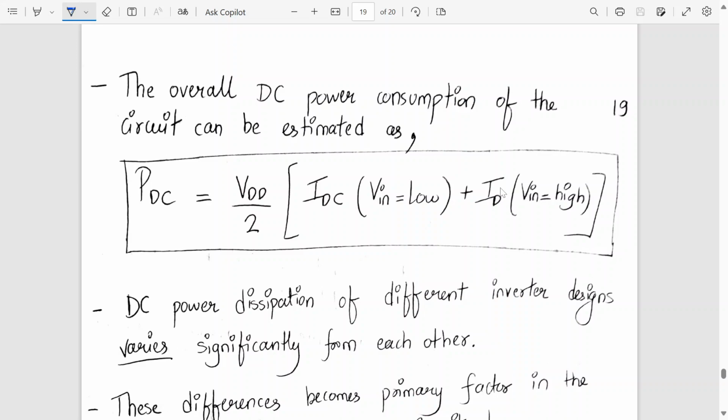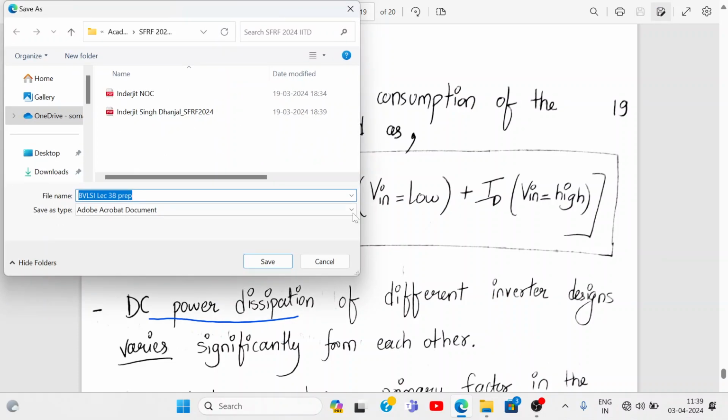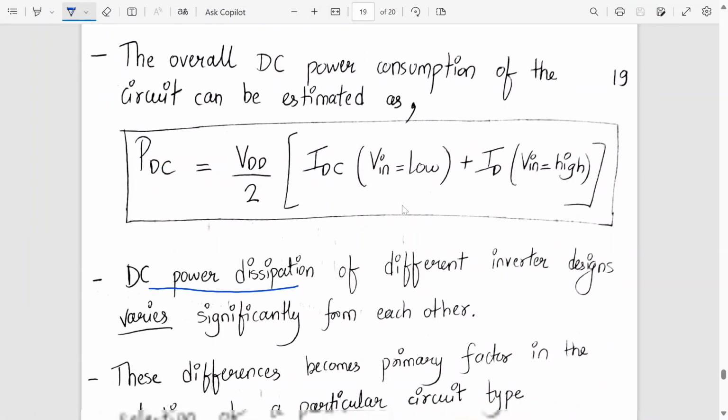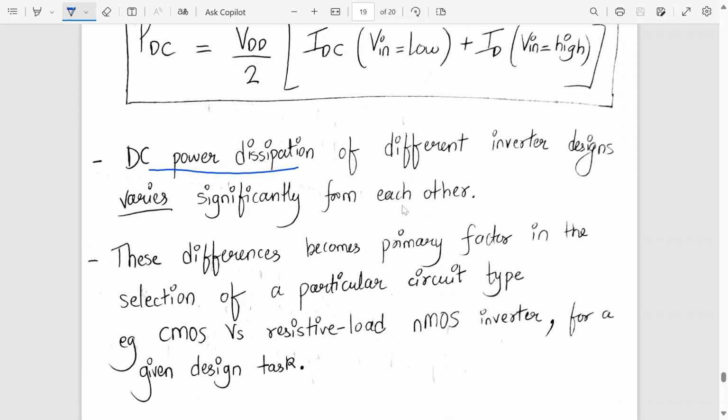Understood? Why VDD by 2? Half power when input is low, half power when input is high. So that's why this formula, write it down. So the overall power consumption of the circuit will be VDD by 2, into the current when the input is low plus the current when the input is high. So this power dissipation will be different for different inverters. So the selection of the inverter also depends upon the power dissipation, DC power dissipation. Alright?